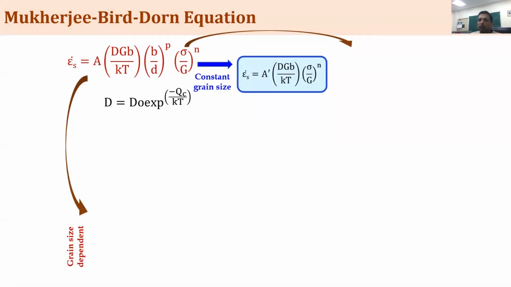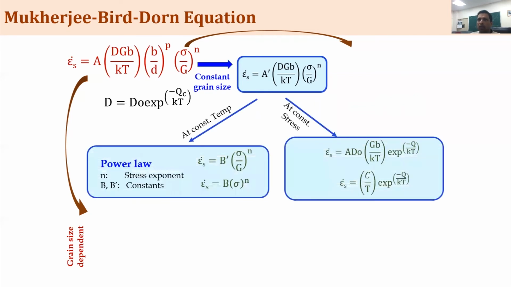So overall, if we want to put a summary of how the equations change with different mechanisms and models, then this is a very good slide as a summary. So this is the Mukherjee-Bird-Dorn equation, which we can consider as the most general equation, where if you take constant grain size, then this is the equation that we derive, and at constant temperature it becomes the power law, and at constant stress you can put an equation like this.